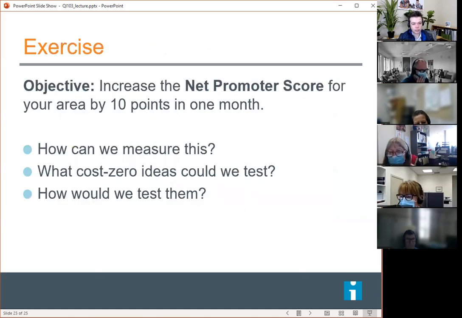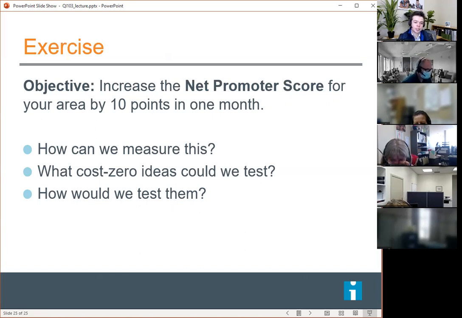How you collect it is usually through surveys, or sometimes you have a little terminal at the end where people are exiting, or you have somebody standing there just asking them the question. But what I want people to try and answer is, how can we measure it? I've given you a couple of examples. And what cost zero ideas could we test? Thinking about your area, what things could you do next Tuesday that don't cost anything that might actually increase your net promoter score? And then how would you actually test it?